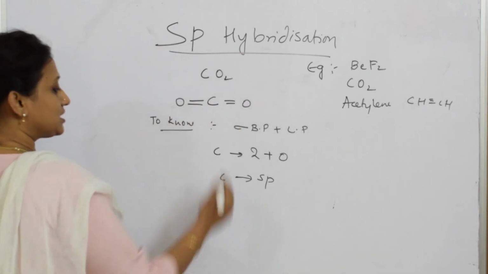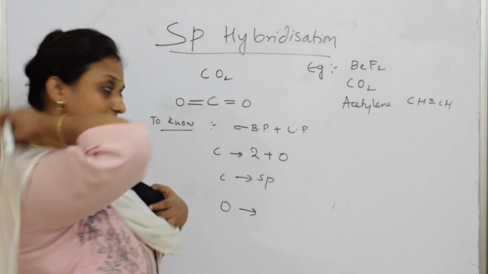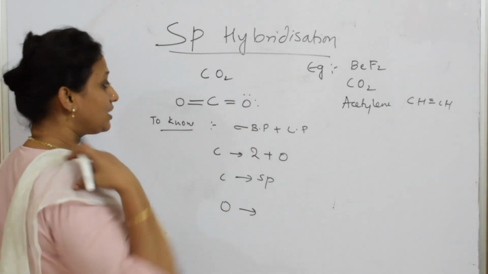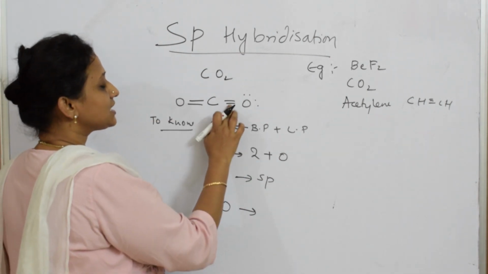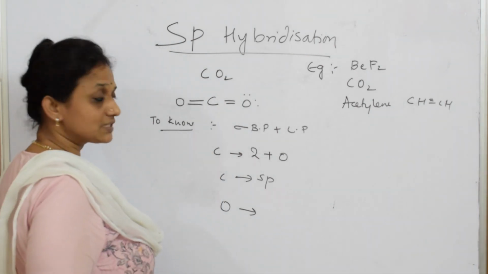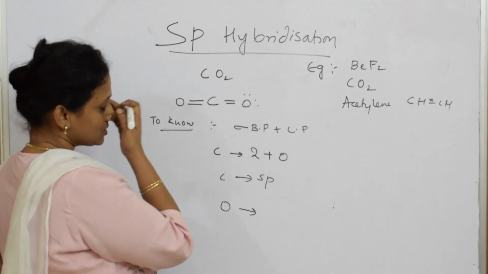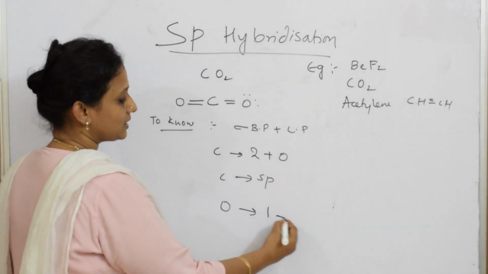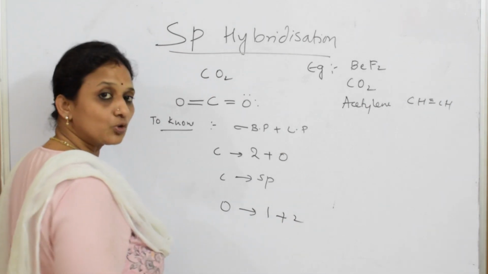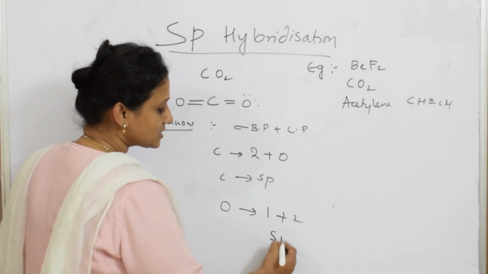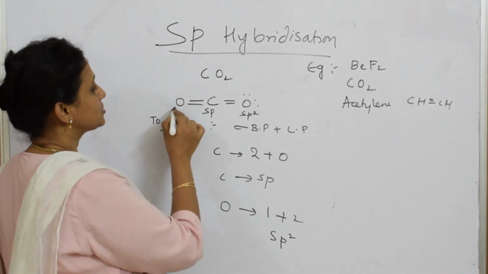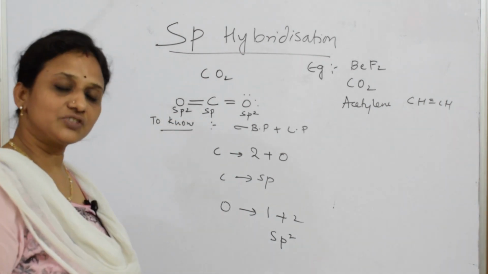Now let us speak about oxygen. How many lone pairs does oxygen have? Let me write the lone pairs: 1, 2, 3, 4, 5, 6, 7, 8. It also has lone pairs. Now let me count how many bond pairs it has. This is one sigma bond, right? Plus, how many lone pairs does it have? This is one pair, this is one pair, so 2. Total are 3, which means 1s and 2p, so sp2. So carbon has sp hybridization, and this oxygen has sp2 hybridization, this one also has sp2 hybridization. That is how you're going to check the hybridization.